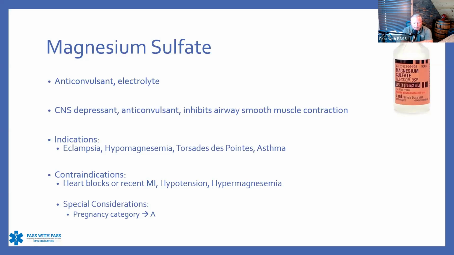It also inhibits airway smooth muscle contraction, which is another way of saying it will block the airway from contracting, which may be a good thing if you have a patient having difficulty breathing, i.e. an asthma patient. Some of the indications here are in an eclamptic setting. Remember we have preeclampsia, and then eclampsia, which is when seizure activity has actually taken place. Mag sulfate is the medication that is recommended in those situations.